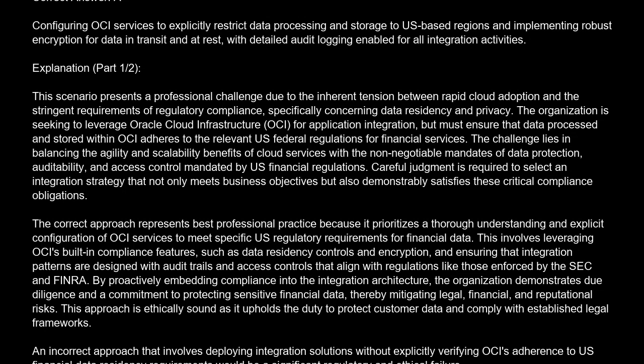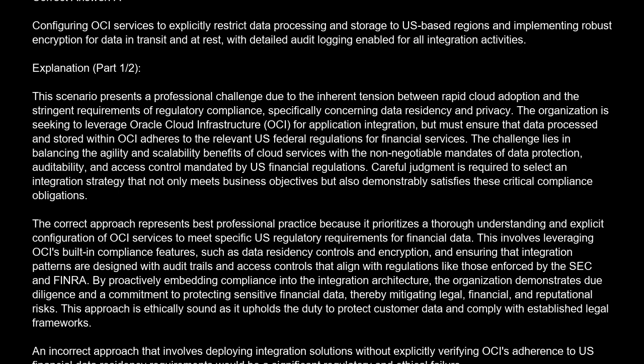The correct answer is A. Configuring OCI services to explicitly restrict data processing and storage to U.S.-based regions, and implementing robust encryption for data in transit and at rest, with detailed audit logging enabled for all integration activities.